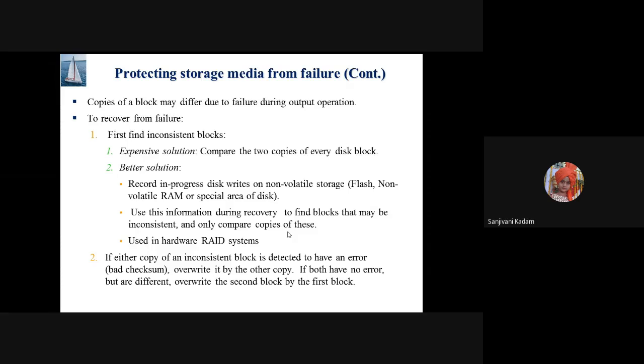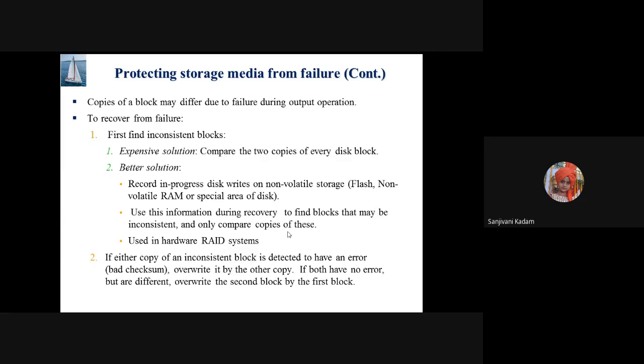So this can be an expensive solution. It means comparing each and every data item with the other copy can be expensive because the database size is much larger. And when it is a remote site, a network cost also gets added, because of which comparing the contents of two sites, or comparing two copies of the database, can be expensive.